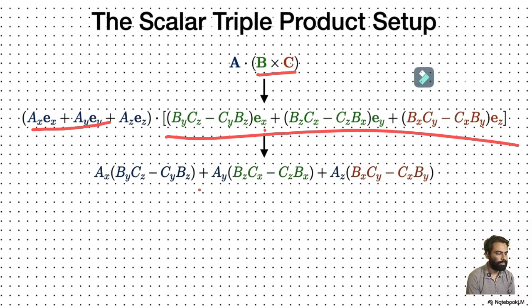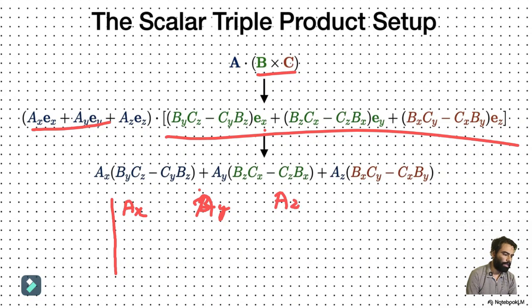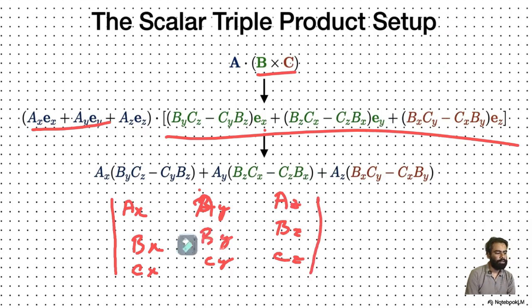Now you can write these things with a determinant as well. How? In the cross product we have seen the determinant using the unit vectors at the top, along ex. Here we will not put the unit vectors in that space. Here we will put ax, ay and az, then bx, by, bz, and cx, cy, cz. This is the mathematical form of the scalar triple product.